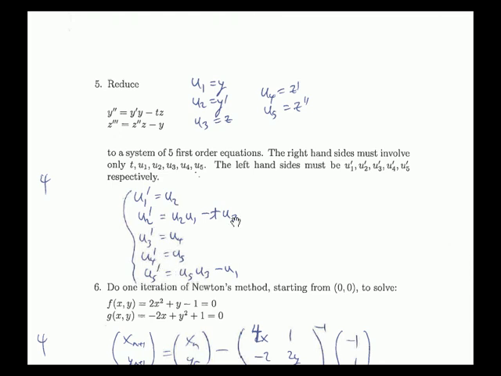And notice on the right-hand side there cannot be any derivatives. These have to only be t, u1, u2, u3, u4, u5. No derivatives on the right-hand side.